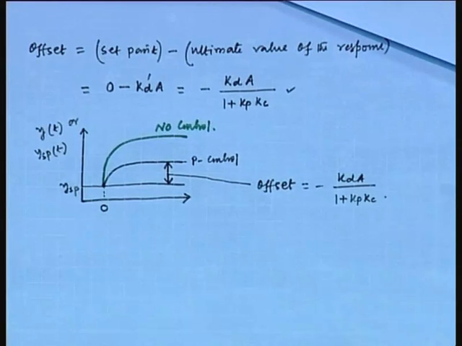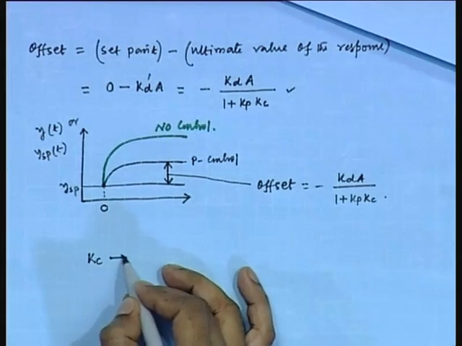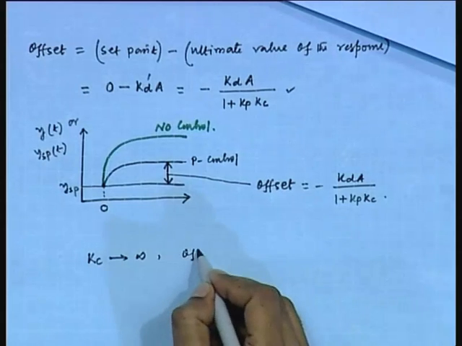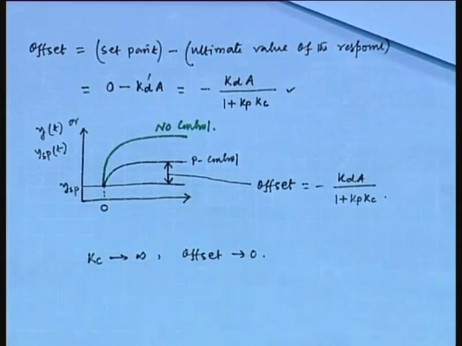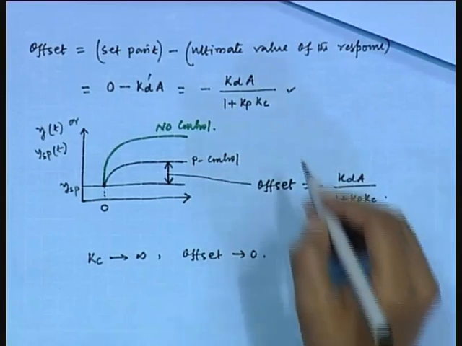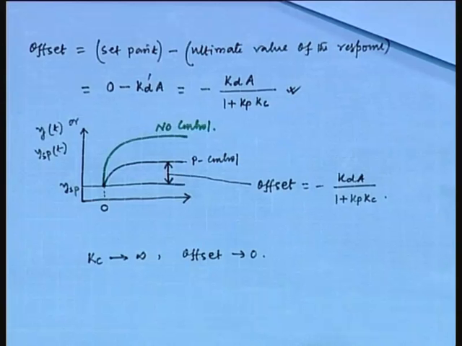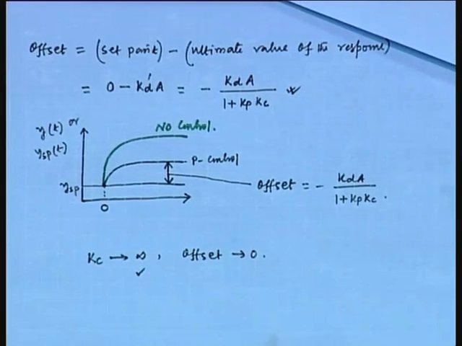Fine. Now, if you see the expression of offset, again we can say that when K_c approaches infinity, the offset approaches 0. If we see the expression of the offset in the regulatory test, we can say that if K_c approaches infinity, the offset approaches 0.